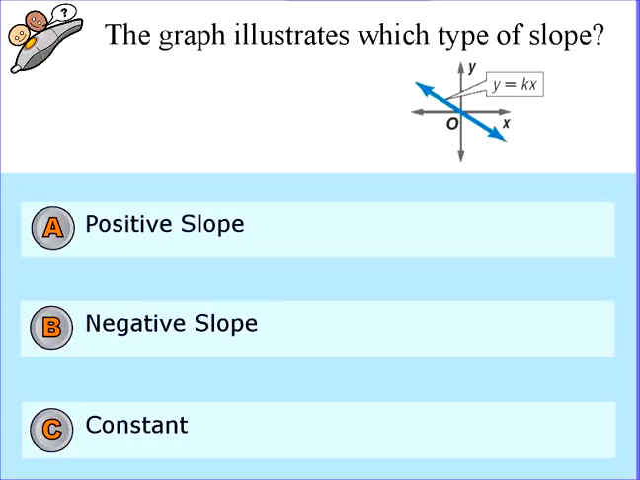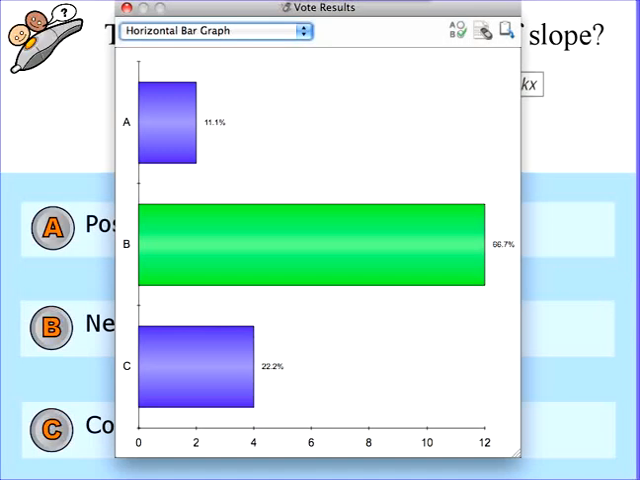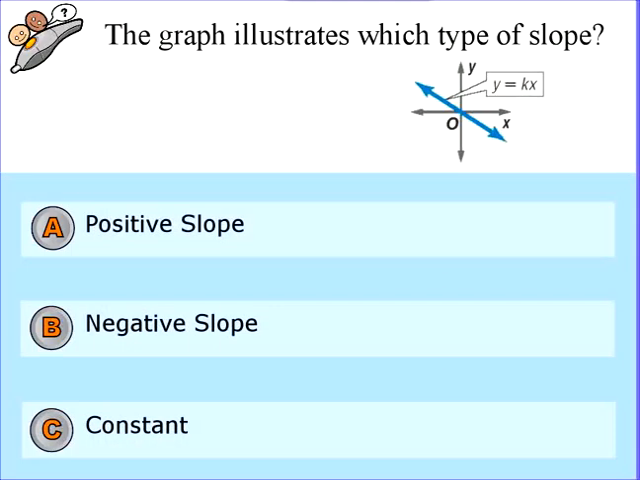So let's go ahead and look at this one. It says the graph illustrates which type of slope. If I look at that graph, is it going to be positive, negative, or constant? Let's see what we got. The answer is negative. Good job. The graph goes down, so it's negative.